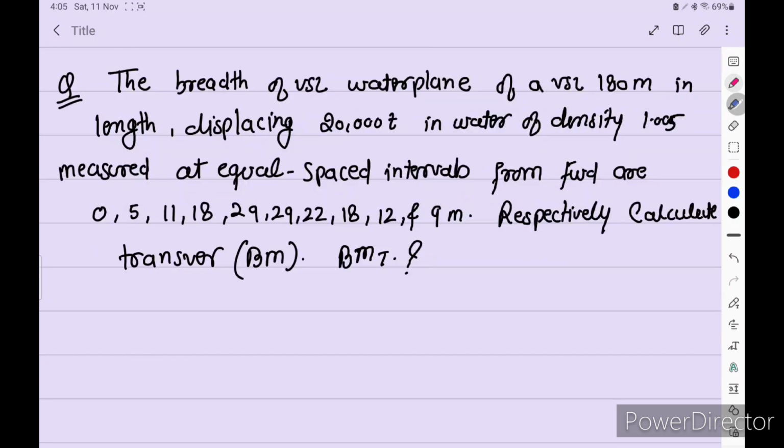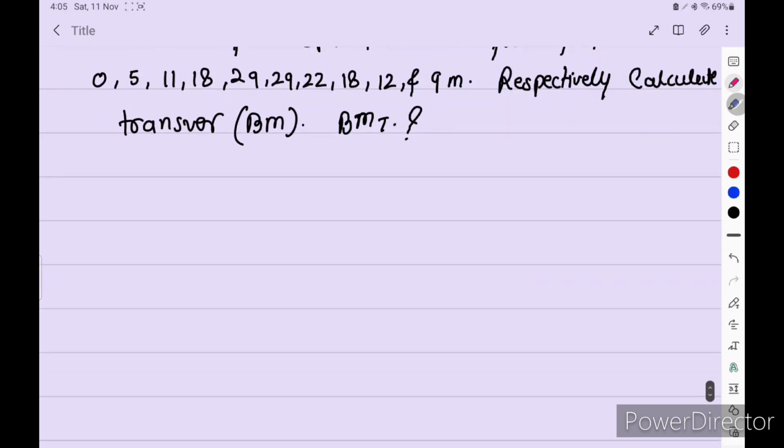Our next question: the breadth of the water plane of a vessel 180 meter length displacing 20,000 ton in water of density 1.005, measured at equal spaced intervals from forward, are 0, 5, 11, 18, 29, 29, 22, 18, 12 and 9 respectively. Calculate the transverse BM. Okay, this is also a past MMD paper. Let's solve.